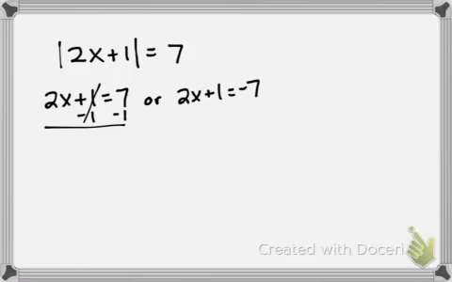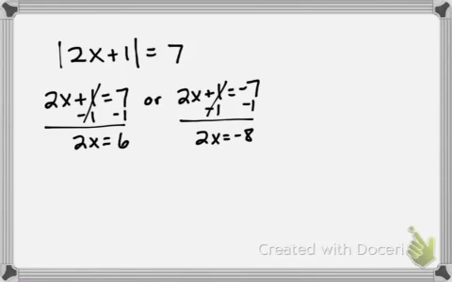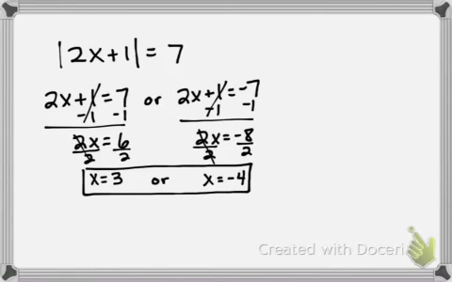I'm going to subtract 1 from both sides. I get 2x equals 6. On the other equation, I subtract 1 from both sides. I get 2x equals negative 8. Then I'm going to divide both sides by 2 on both equations, and I get x equals 3 and x equals negative 4. So my solution is x equals 3 or x equals negative 4.